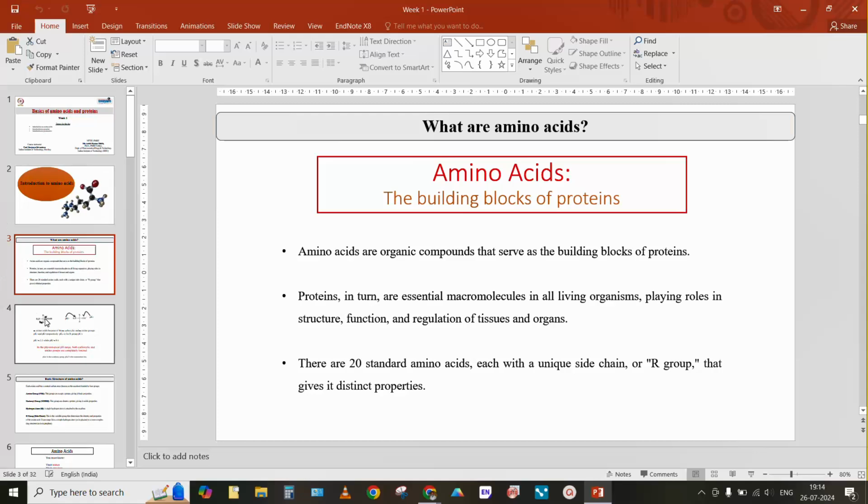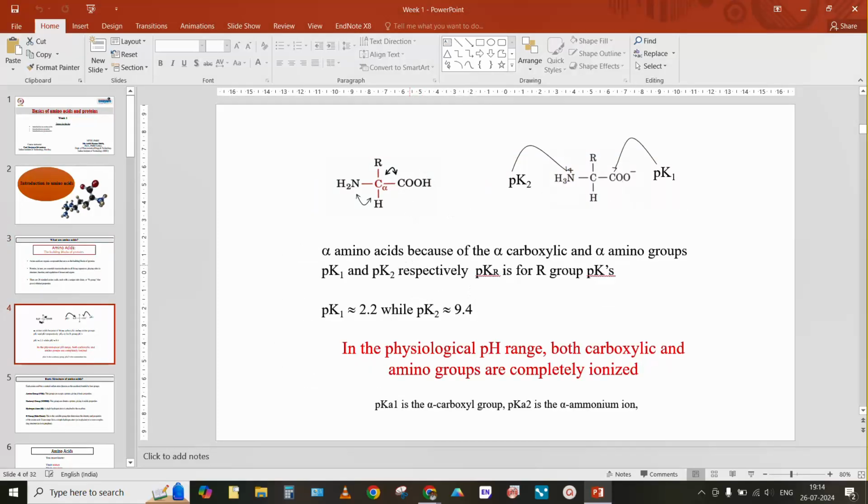In this figure, as you can see, these are alpha amino acids because of the alpha carboxylic and alpha amino groups attached to the C alpha. Here pKa1 is the alpha carboxylic group and pKa2 is the alpha ammonium ion. In the physiological pH range, both the carboxylic and amino groups are completely ionized, as you can see in the figure.